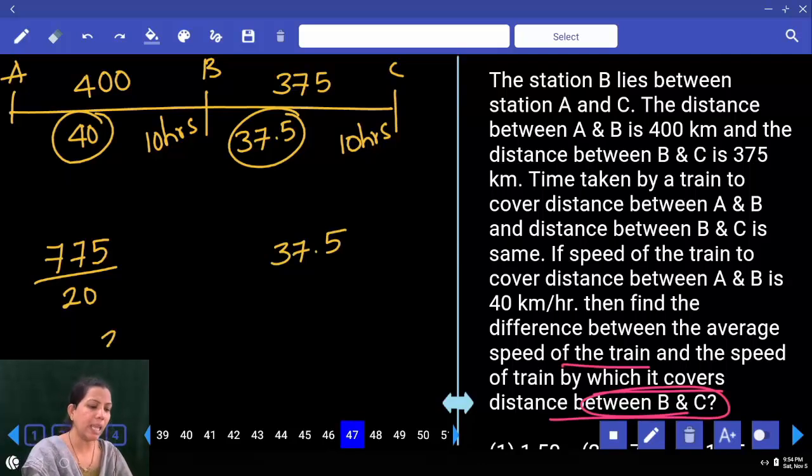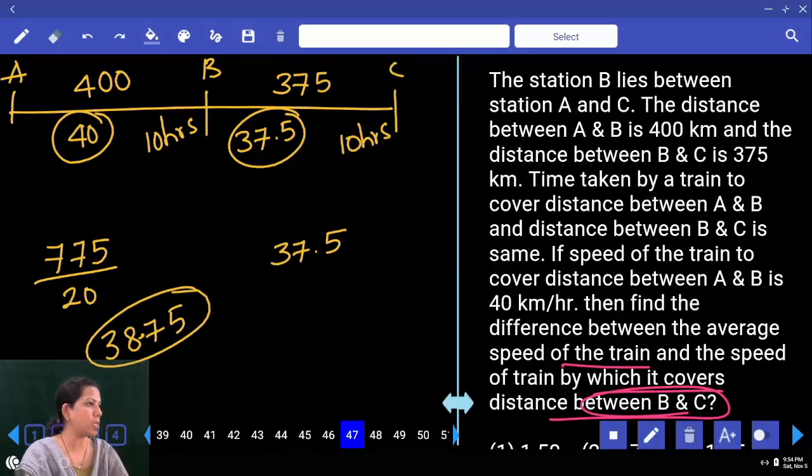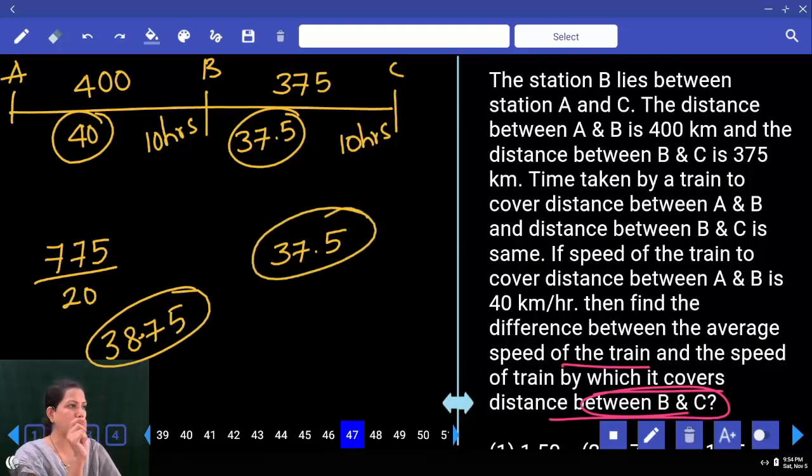It is 3875. So it is 38.75. This is average speed. 37.5. This is speed between B and C. Your question is difference value. So it is 1.25. 1.25 kilometer per hour.